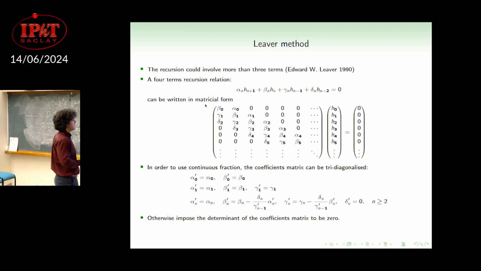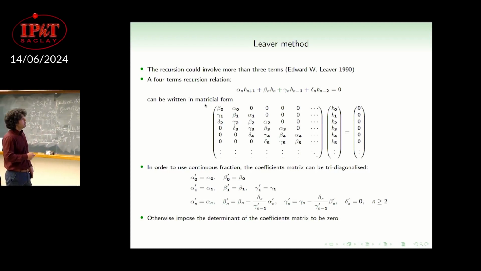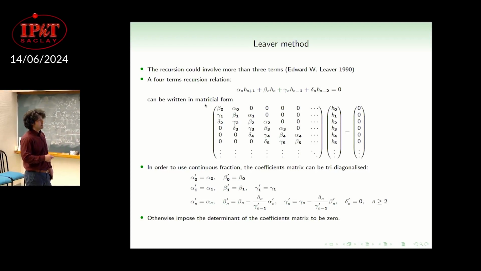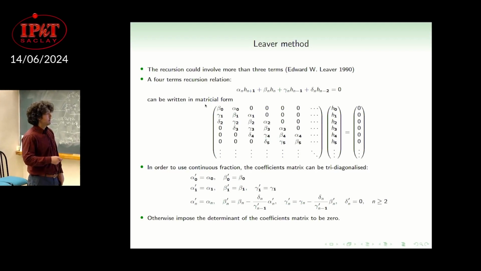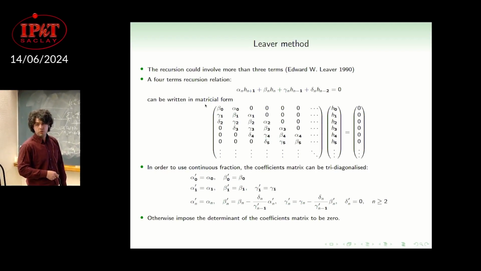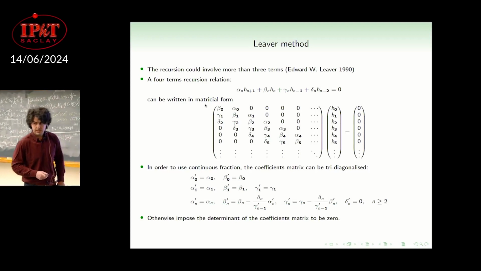So now you have 2 possibilities. By brute force, you can compute the determinant of this matrix. You truncate this matrix at a certain level. You compute the determinant, and then you numerically solve this equation. And the solutions are the quasi-normal modes. This method usually is not numerically very stable.